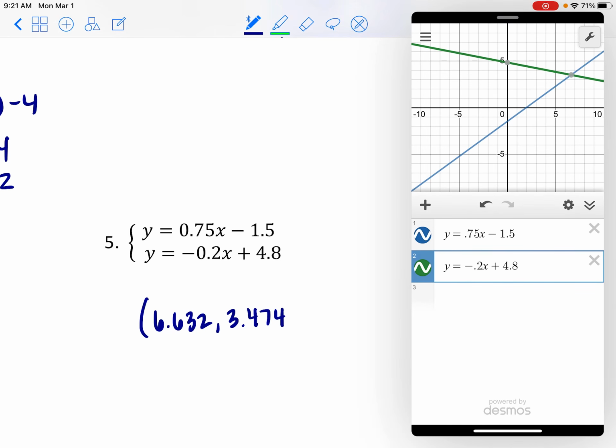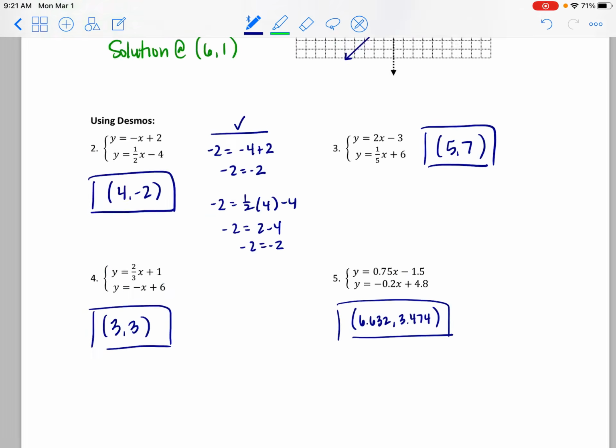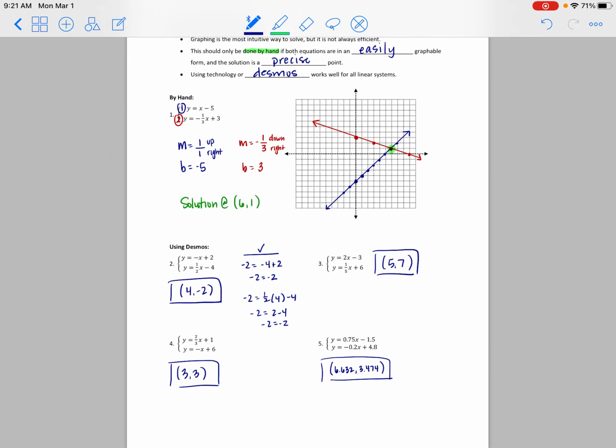Okay, so graphing is a great method, and sometimes it's okay by hand, but always okay using our technology. Okay? So there's an introduction to systems and solving by graphing. We're going to look at algebraic ways to solve as well, but for now, this should give you enough to get going on your practice assignment.